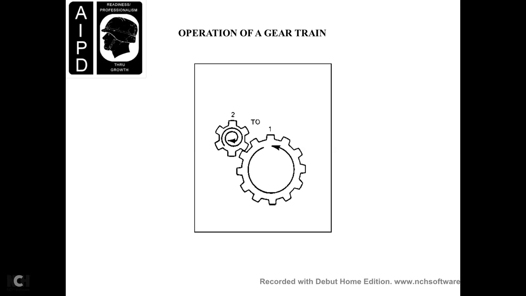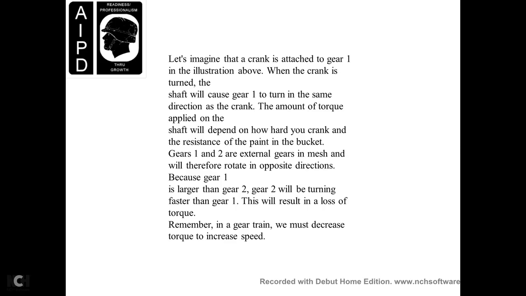Operating a gear train shows the number 2 speed with the number 2 in 1 gear. Let's imagine the crankshaft attached to gear 1 illustrated above. As the crank turns, the shaft will turn gear 1 in the same direction as the crank, with the amount of torque applied to the shaft depending on how hard the crank resists, like the pail with the bucket. Gears 1 and 2 are external gears in mesh, and therefore rotate in opposite directions. Because gear 1 is larger than gear 2, gear 2 will be turning faster than gear 1, as a result of the loss of torque. Remember, in this gear train we must decrease the torque and increase the speed.